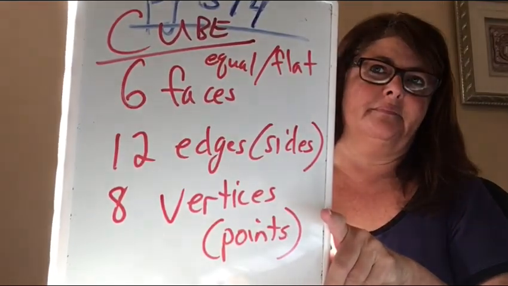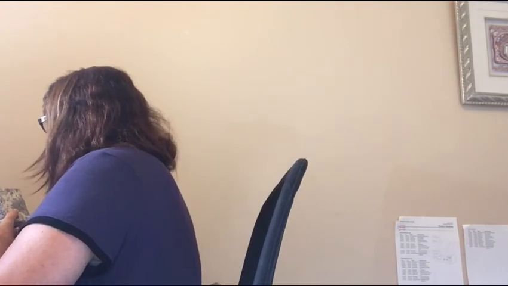So, you guys need to remember those names. Ready? So everyone say flat face. 6 flat faces. Everyone say 12 edges. Edge is a side. An edge is the side.